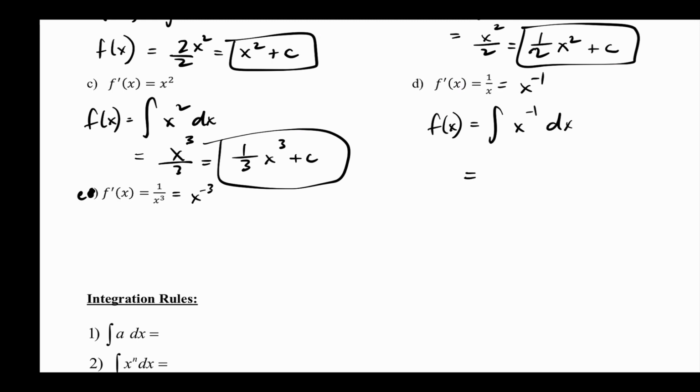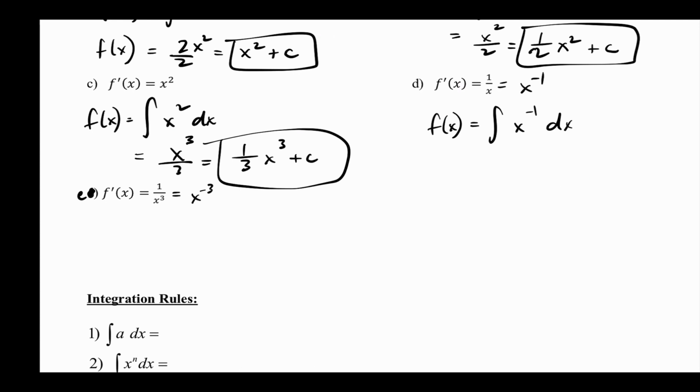So I add 1 to the power. When I add 1 to a power, what do I get? X to the 0, right? Which is just 1. And then I divide by the new power, 0. So really it's 1 over 0. What does that equal? Undefined. So this is the only time the power rule will not work, because you can't divide by 0.